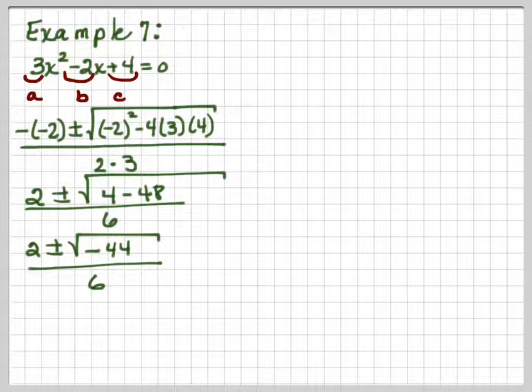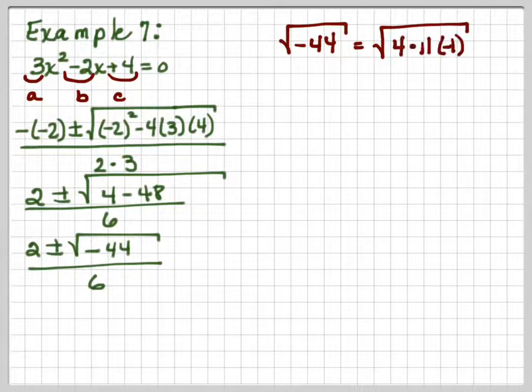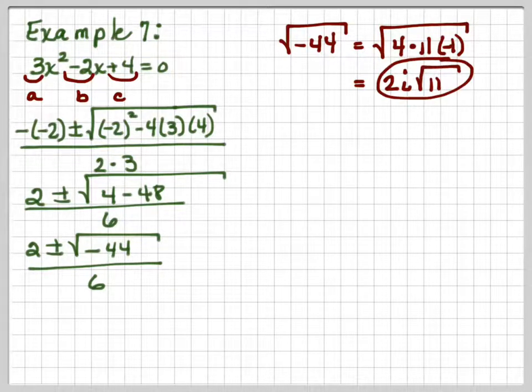Now, the square root of negative 44. You cannot, in the real number system, take the square root of a negative number. However, since we have already defined the square root of negative 1 as i, to show us that it's an imaginary number, we can change this to the square root of 4 times 11 times minus 1. The square root of 4 is 2, and the square root of minus 1 is i, and then we have just the square root of 11. So that's what this comes down to. Okay, so let's do 2 plus or minus 2i square root 11 over 6.